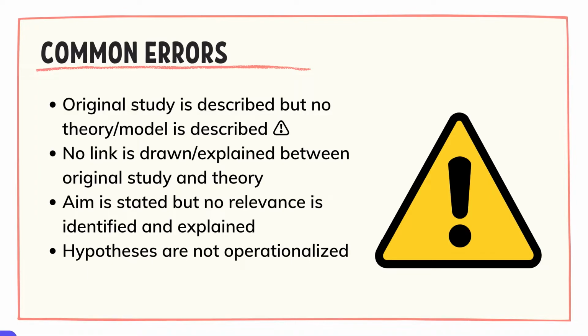And the third mistake is that the aim is often stated, but no relevance is identified or explained, okay? Relevance, again, is to do with why is this investigation important or valuable to preferably your target population, okay? And another common error is that the hypotheses are stated, but the IV and DV are not fully operationalized.